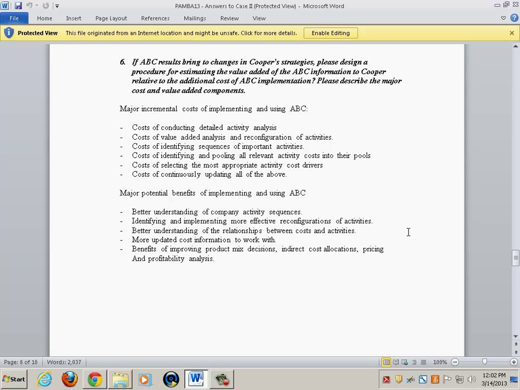The cost selecting the most appropriate cost drivers. You have to put thought and analysis into what is the most appropriate cost driver for each activity. So you have to gain better understanding of the relationship between costs and activities. And it's not only which cost driver is appropriate, whether it's feasible.